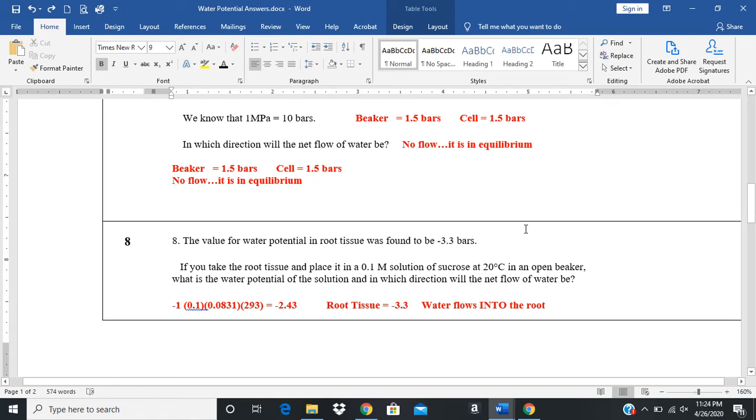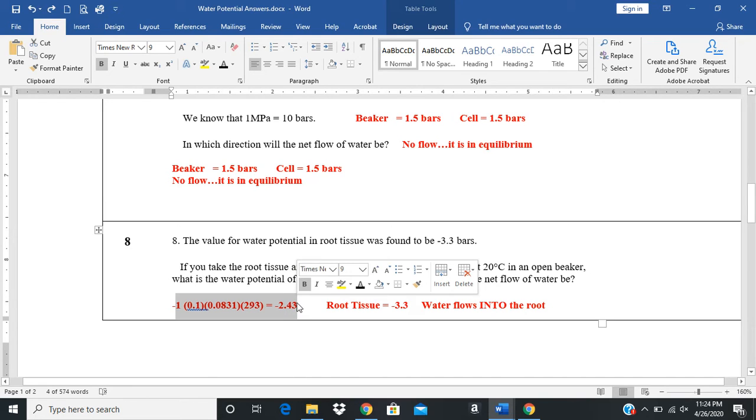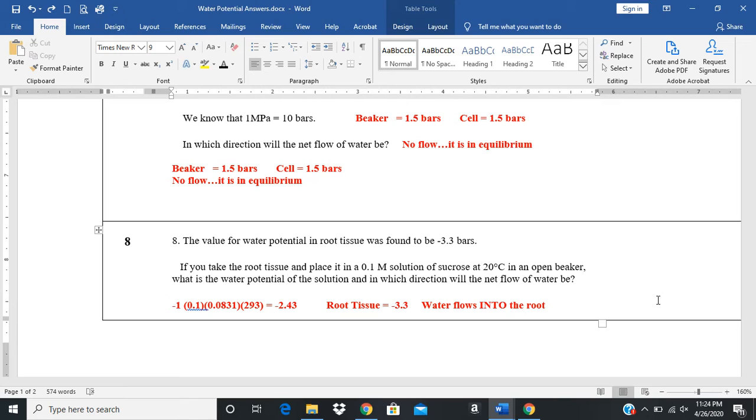Okay, so root tissue is measured to be negative 3.3 bars. So we put that in a 0.1 molar solution of sucrose at 20 degrees Celsius in an open beaker. So what we need to do is calculate the water potential, which is the solute potential of that particular solution. Okay, it's negative 2.43. The root is negative 3.3.